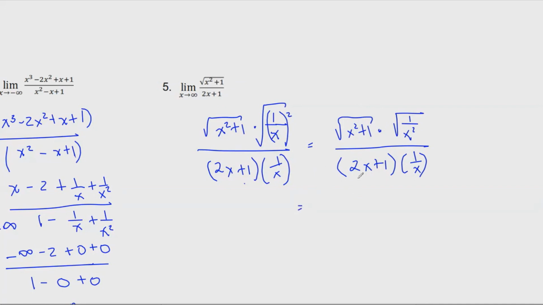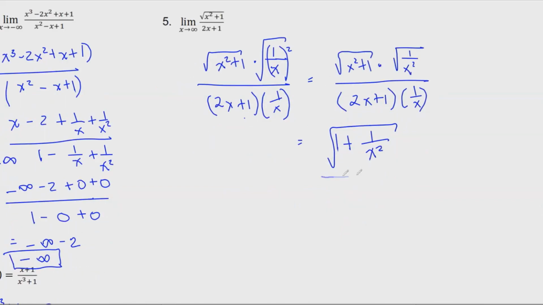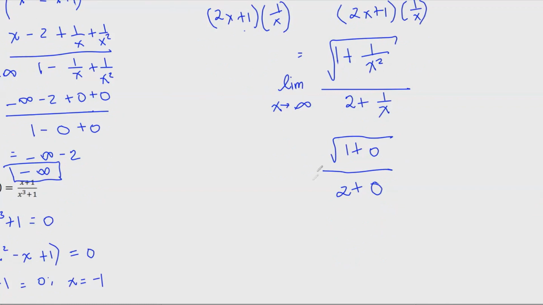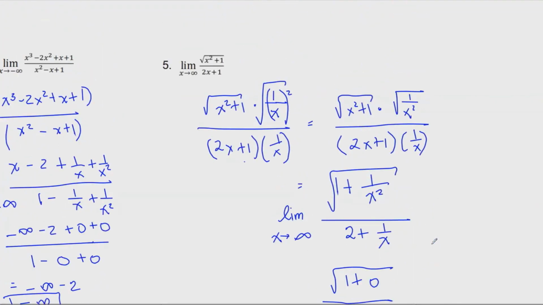And with this, I can now proceed with the calculations. So x squared over 1 over x squared would be 1. That would be plus 1 over x squared, and that is also inside a radical sign. And now we proceed with the denominator. What we have here is positive 2 and then plus 1 over x. Now I can substitute for the limit as x approaches infinity. So with that, I have the square root of 1 plus 0, that is for this one, and then 2 plus 1 over infinity, that is 0. So in this case, the limit would be square root of 1 over 2, and that is equal to 1/2. So the limit as x approaches infinity for this case is 1/2.